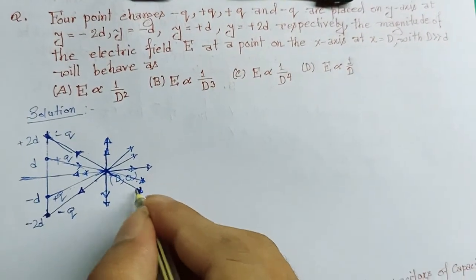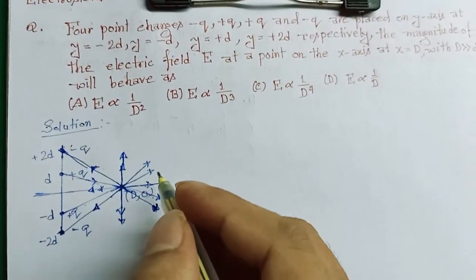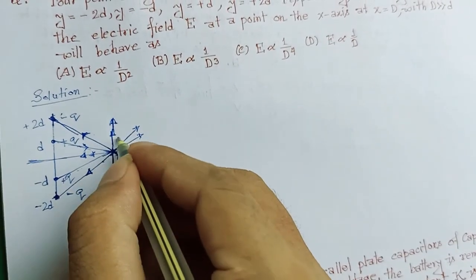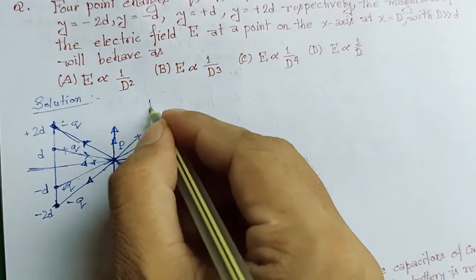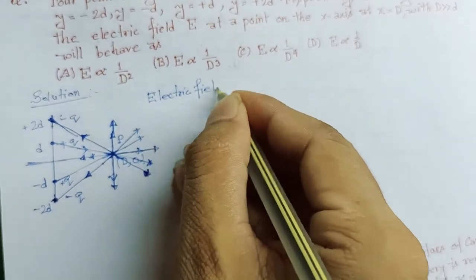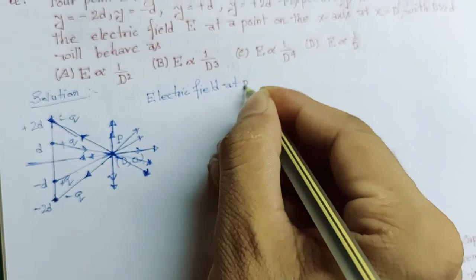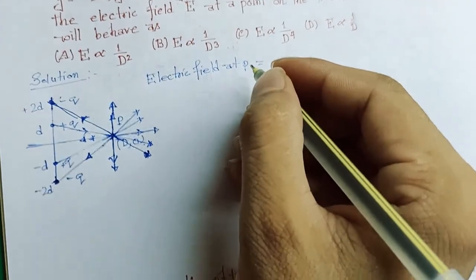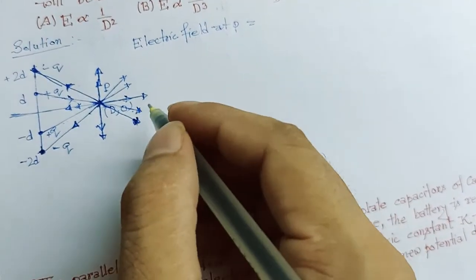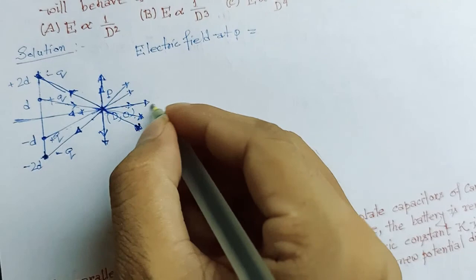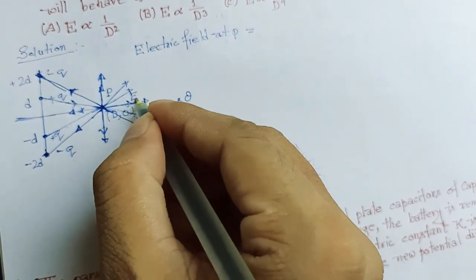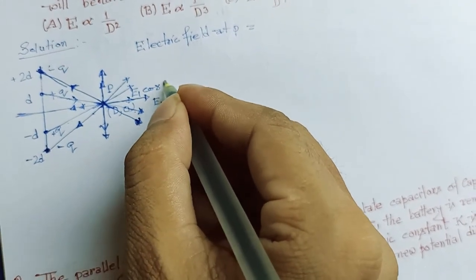So from this diagram we can find the electric field at point P. Let this point be P. The electric field at P will be equal to, let this component be E1 cos theta, and another one is again E1 cos theta.